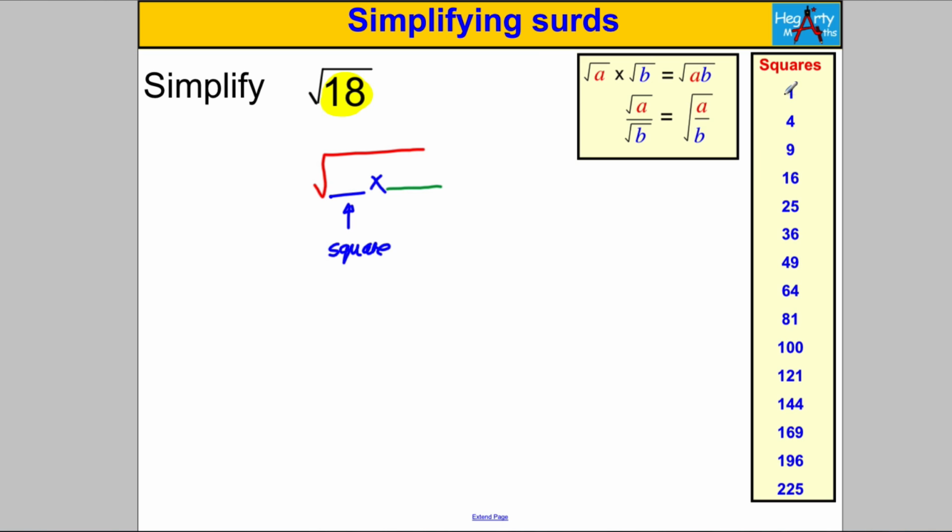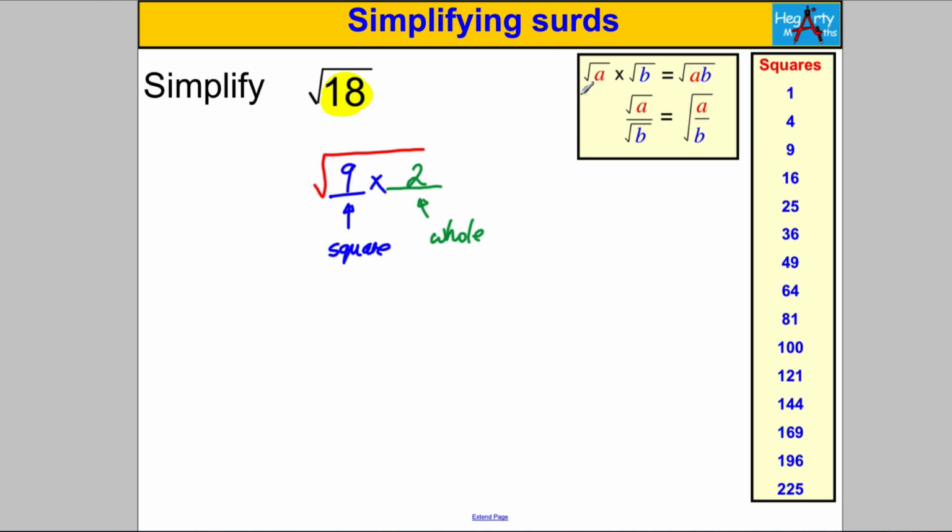Well, look in your squares. 1 goes into 18, that could be 1 times 18, okay, that's fine. 4, no, 4 doesn't go exactly into 18, if that has to be a whole number. By the way, this here should be a whole number. 9, yes, 9 goes into 18, that's good. 16 doesn't, and 25, etc. too big. So let's choose our number to be 9, and the other number therefore must be 2.